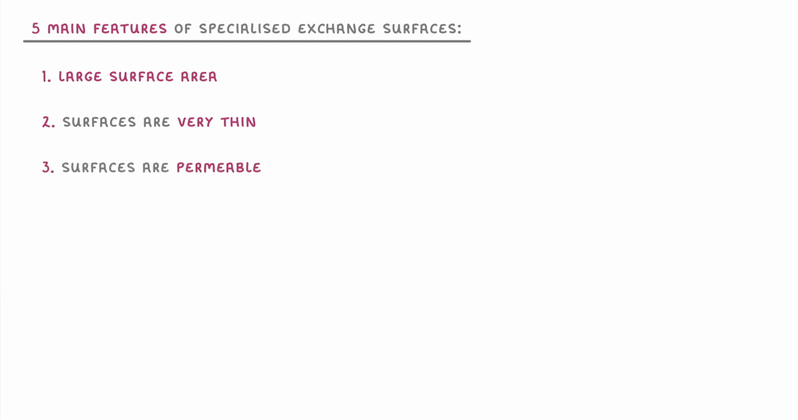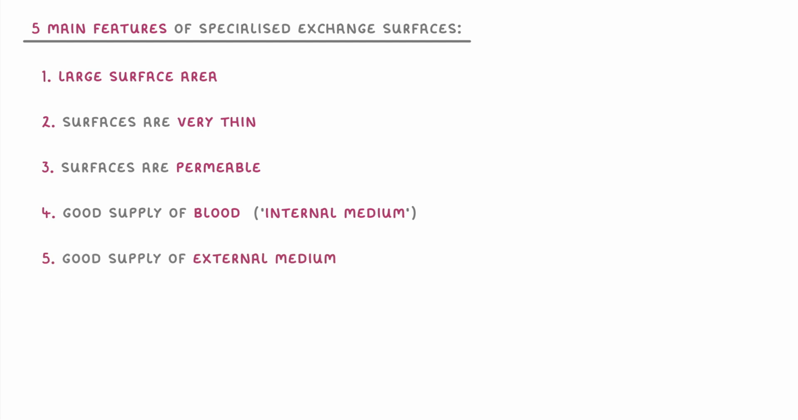So to quickly recap, the 5 main features of specialized exchange surfaces are that they have a large surface area, the surfaces are very thin, the surfaces are permeable to whichever substances they need to exchange, there's a good supply of blood, which is sometimes called a good supply of internal medium. And there's a good supply of the external medium, for example, the air.